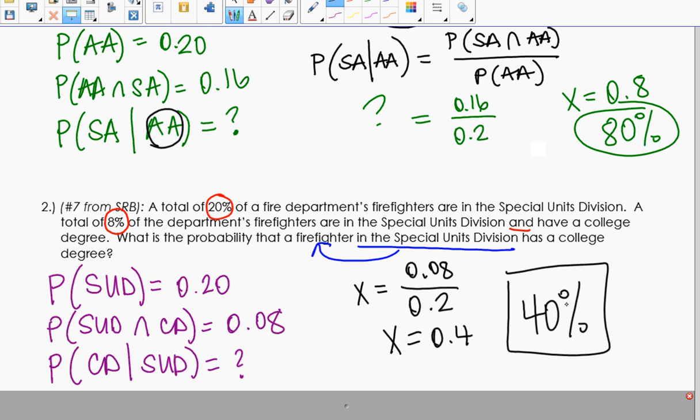So there's a 40% chance that if you're just looking at the firefighters in the special units division, those firefighters have a college degree. So again, you're taking your sample space down to just the special units division firefighters, not everybody.